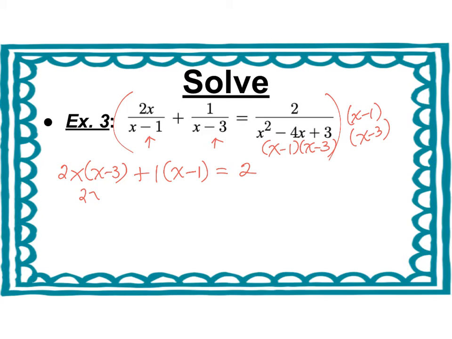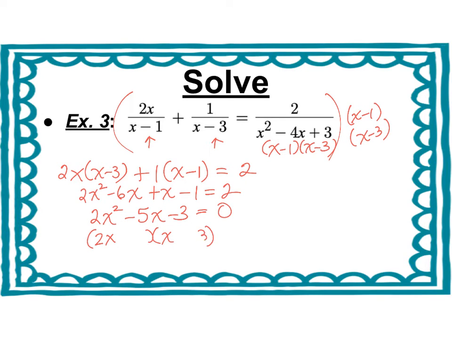I'm going to distribute through. It is a quadratic again, so I'm going to put it into standard form. And this one is factorable. So we have 2x, and then I'm going to put the 3 there. That one has to be negative, so this is going to be plus 1. So we get x to be negative 1/2 and x to be 3.